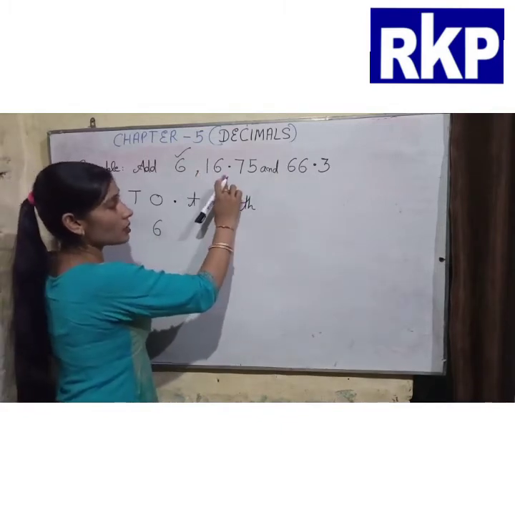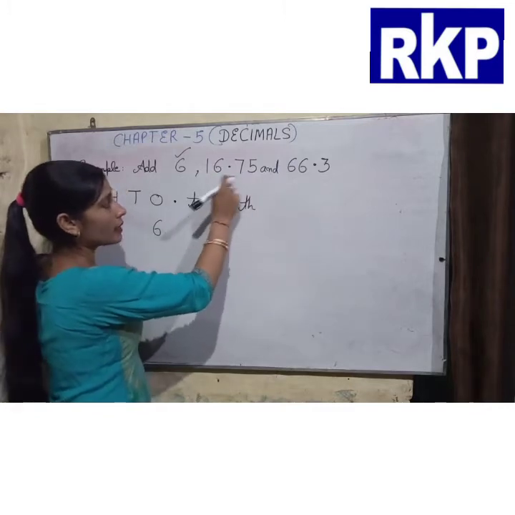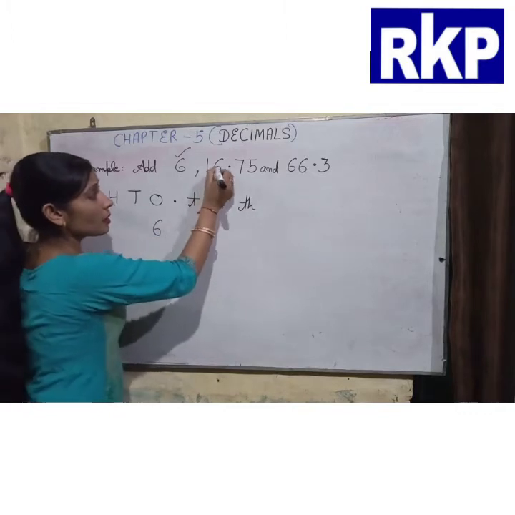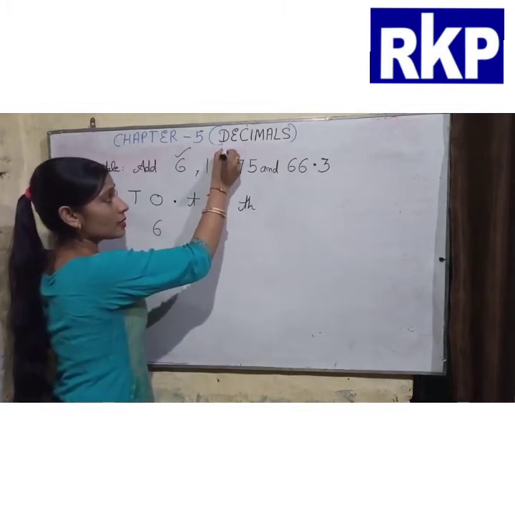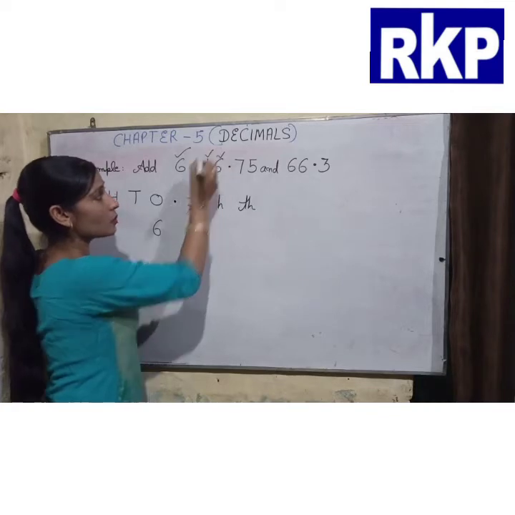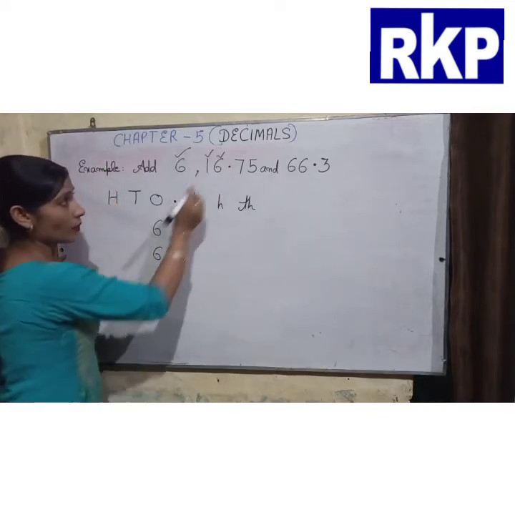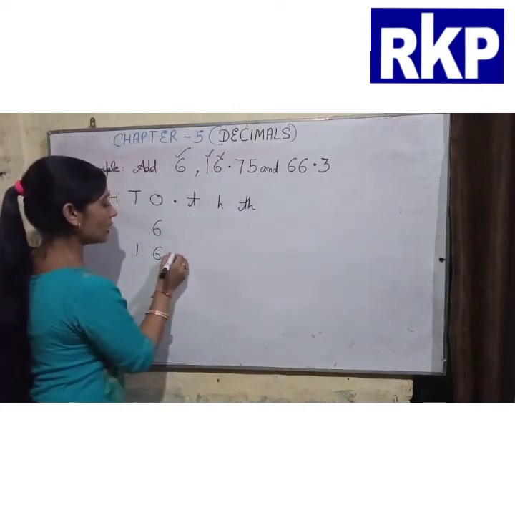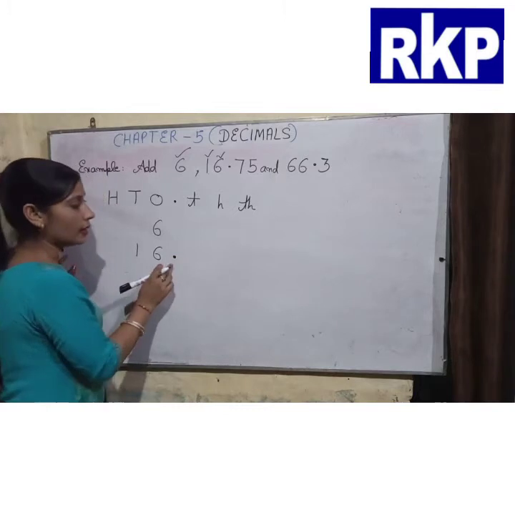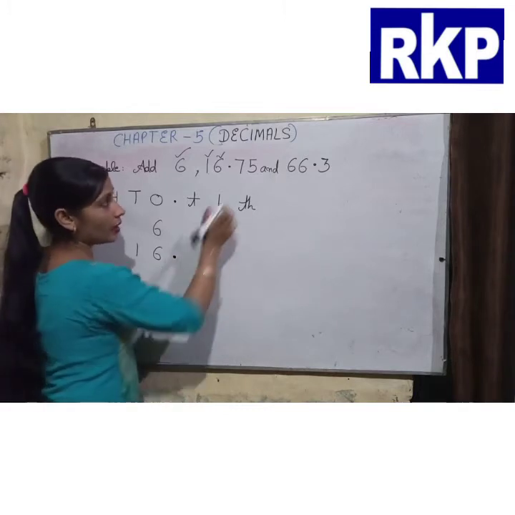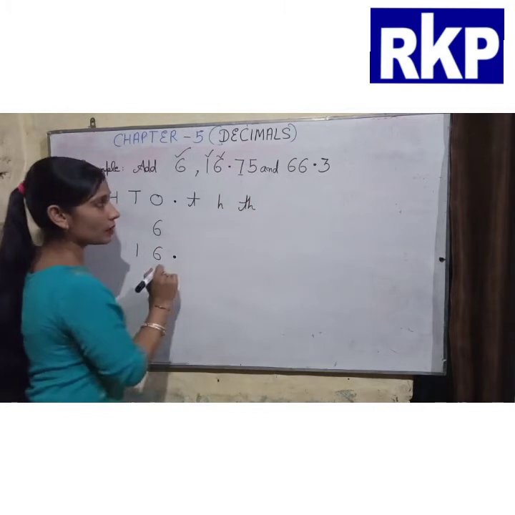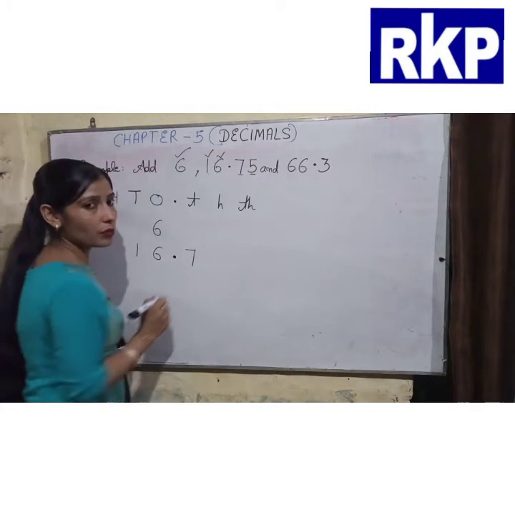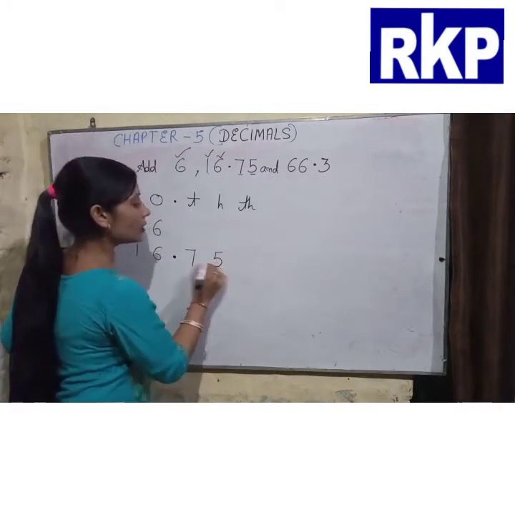Now we have 16.75. Now let us write this number. 16 means 6 will come in ones place and 1 will come in tens place. Now beta, after 6 we have decimal, so here we have to put decimal point. And after the decimal point we have 7, so 7 will come in tens place. And after this we have 5, so 5 will come in hundreds place.